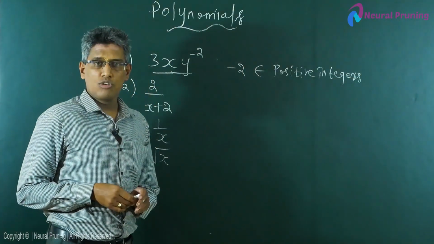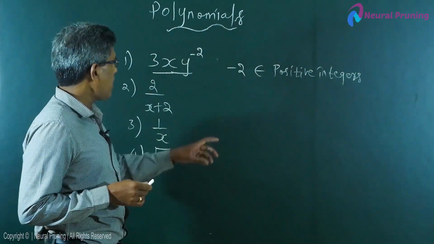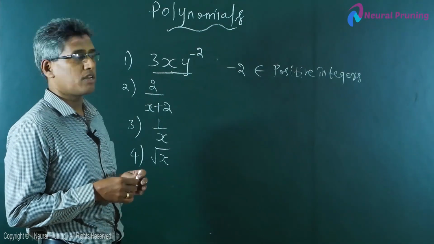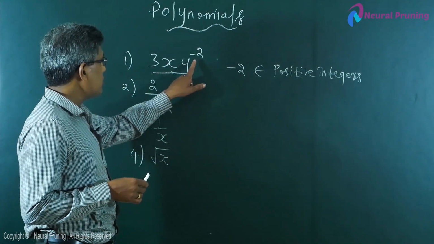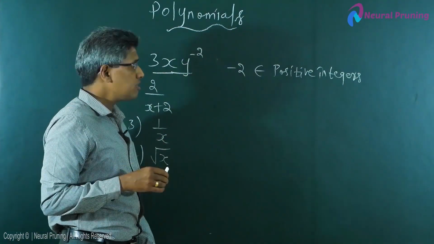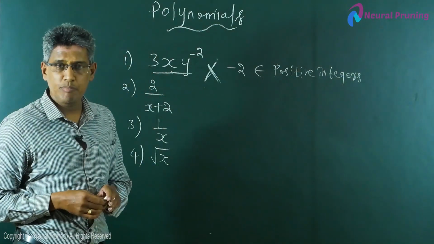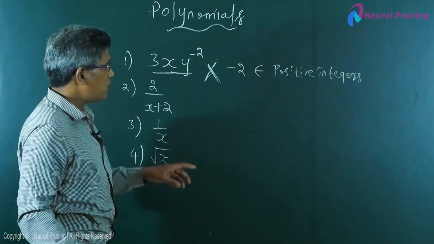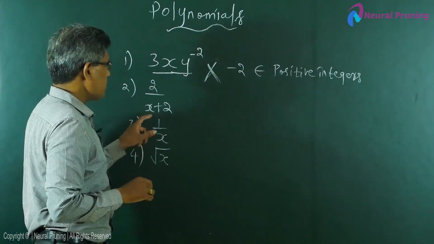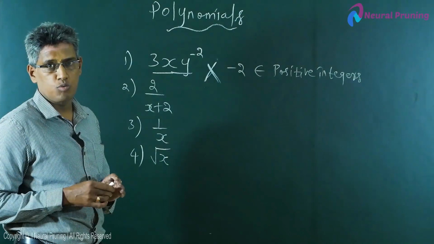Okay? So, as you are all aware, you can have any positive number as the power or exponent of any variable associated with a polynomial. In this particular case, the exponent happens to be negative, and for this reason, this particular example is not eligible to be called a polynomial. Okay? The second example. So, now 2 divided by x plus 2.